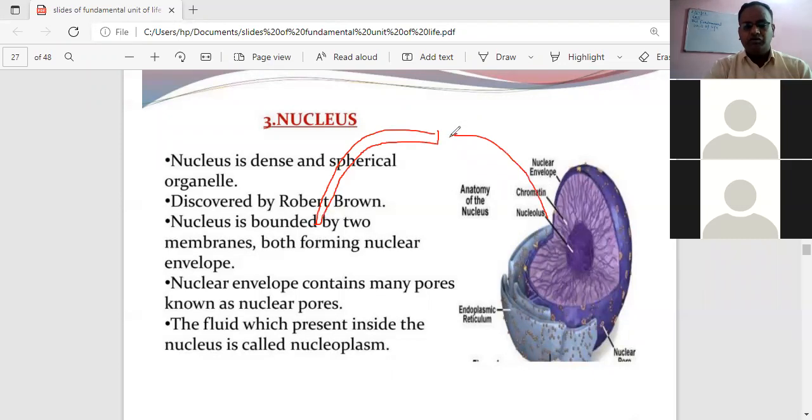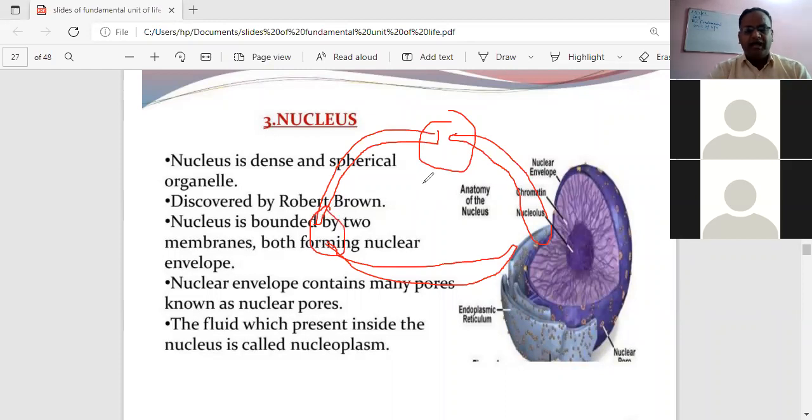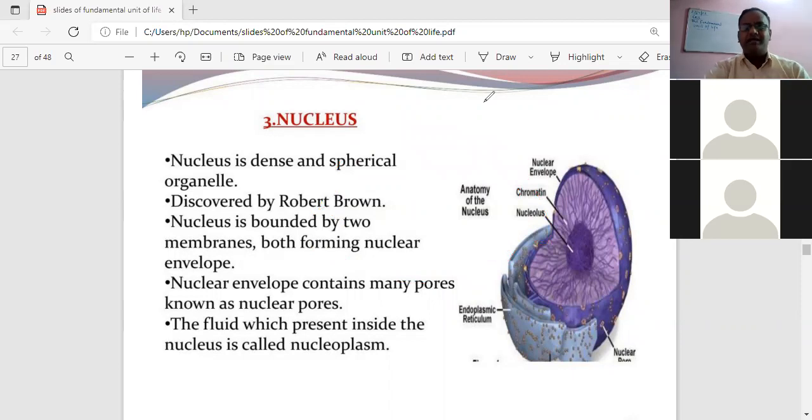There are holes, or we can say pores, through which the content of the nucleus passes into the cytoplasm of the cell. So this area where the gap is, these are the nuclear pores. And the fluid which is present inside the nucleus, or we can say the cytoplasm of the nucleus, is named nucleoplasm.